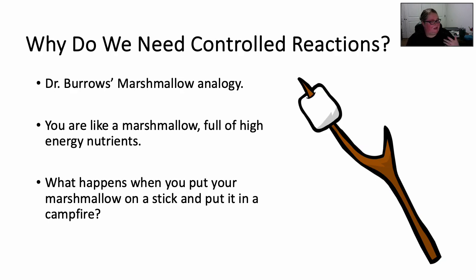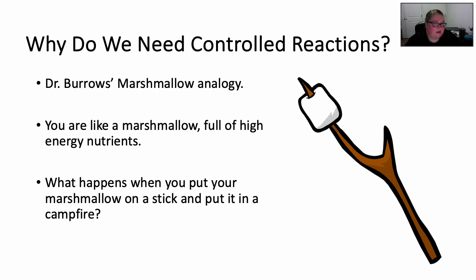Now, I'm a little bit upset I didn't think about this. This is an excellent analogy. All the credit goes to Dr. Burrows for this analogy. So we have to talk about marshmallows. Okay, we are like marshmallows. Some of us are soft and fluffy, but we're all full of high energy nutrients.